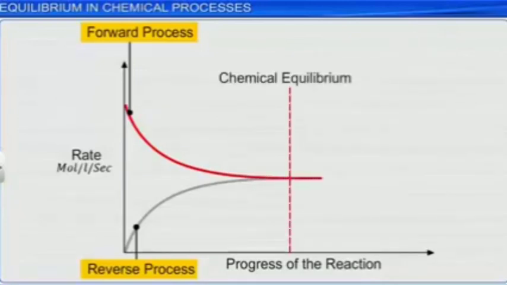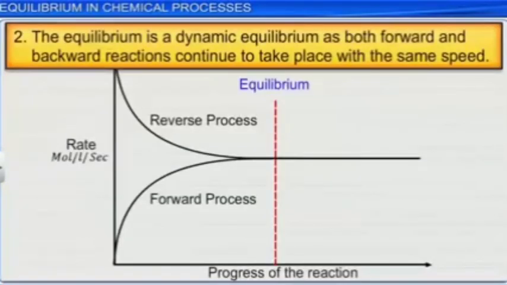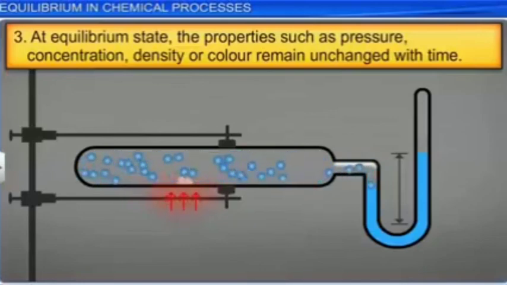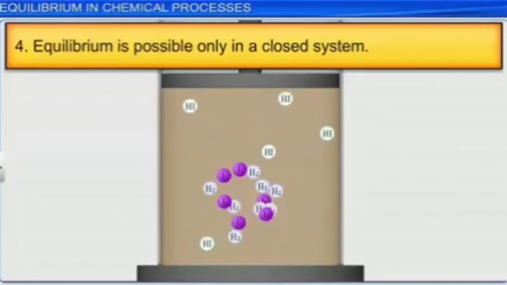Some of the characteristics of this chemical equilibrium are: the equilibrium state can be approached from both sides. Next one, the equilibrium is a dynamic equilibrium as both forward and backward reactions continue to take place with the same speed. Next one, at the equilibrium state, properties such as pressure, concentration, density or color remain unchanged with time. Next point, equilibrium is possible only in a closed system.